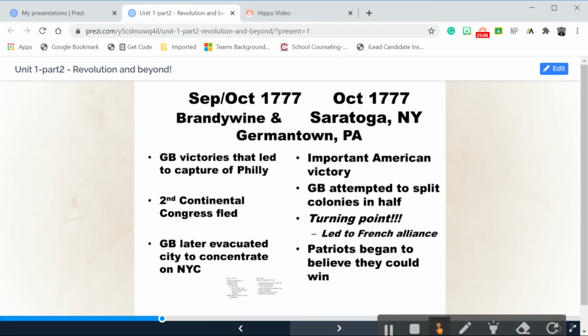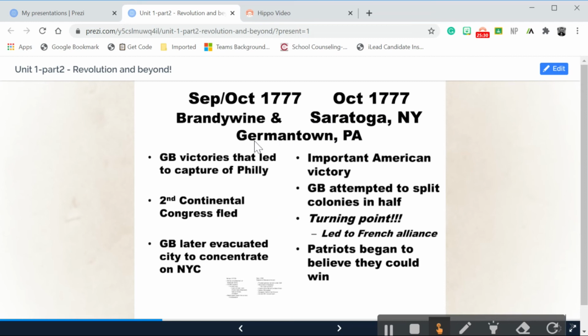Let's talk about Brandywine and Germantown, Pennsylvania. This was a Great Britain victory that led to the capture of Philadelphia. The Second Continental Congress then fled because they were in Philadelphia, and Great Britain later evacuated the city to concentrate on New York City.